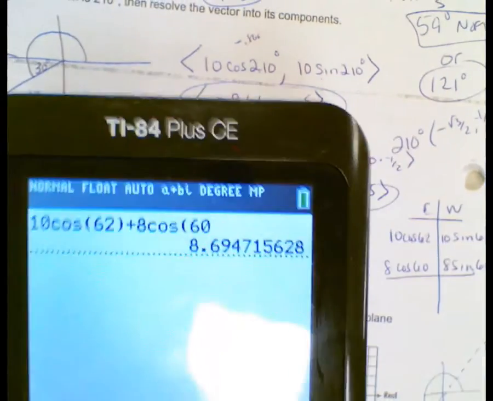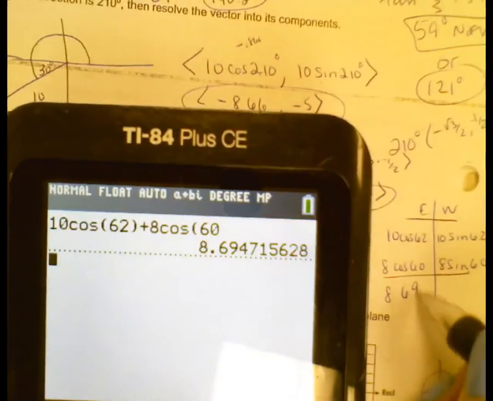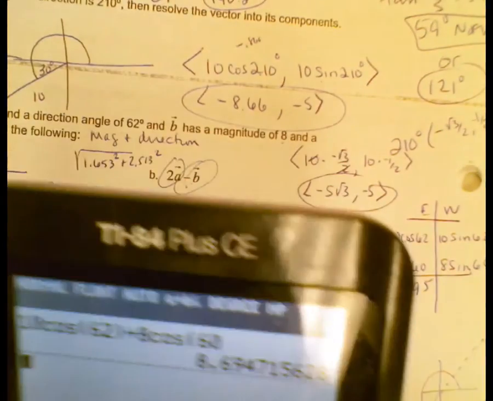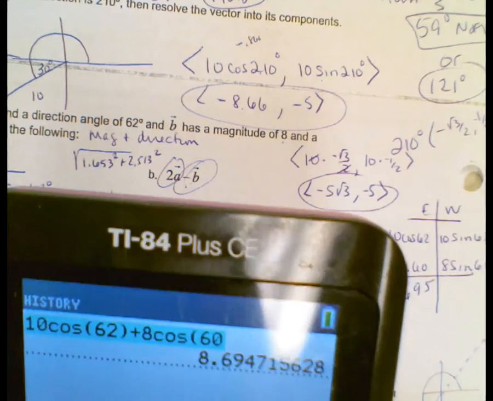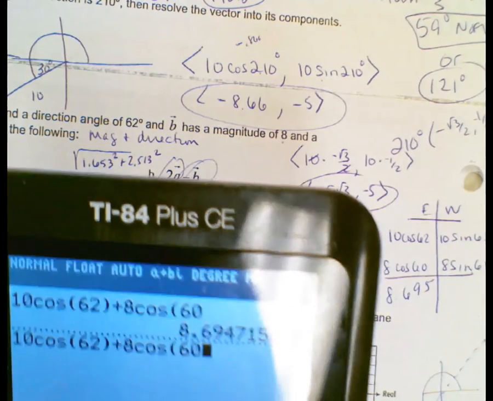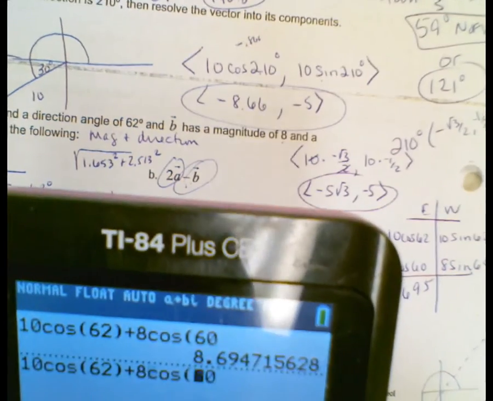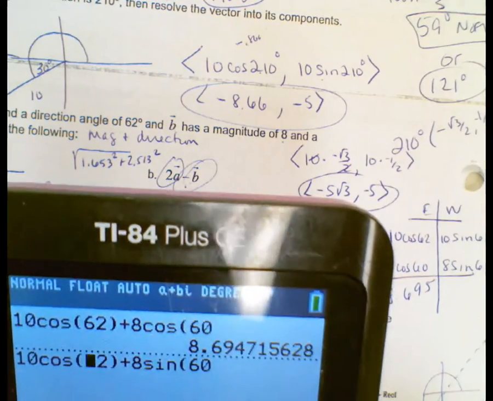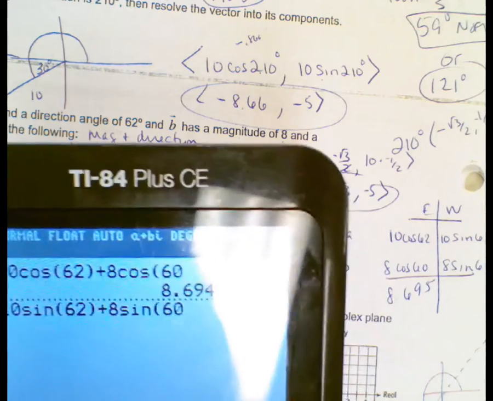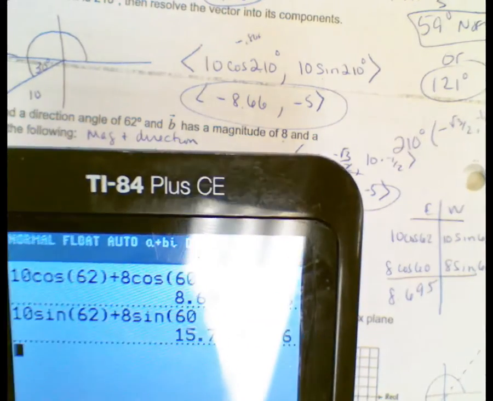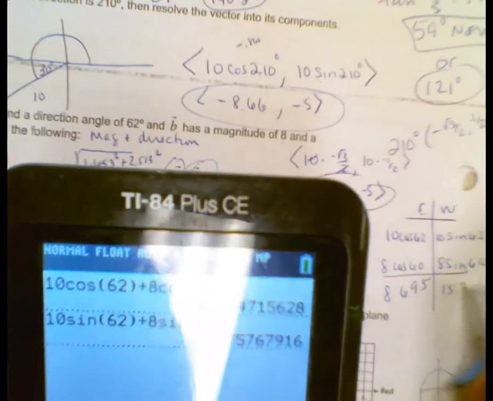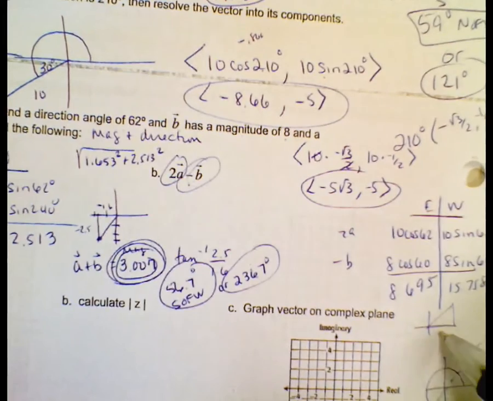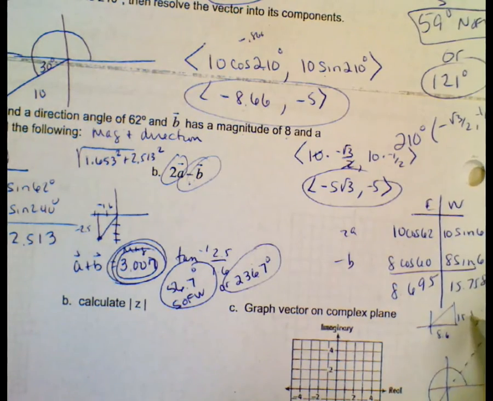That's 8.695. And then here's a, I'm going to show you another way of doing this. If you go up here, and just press enter, you can change these cosines to sine. Instead of typing everything in again. Sine, because everything else is the same. You get 15.758. If you do a redraw, this is definitely in the first quadrant, which is 8.6, 15.8.